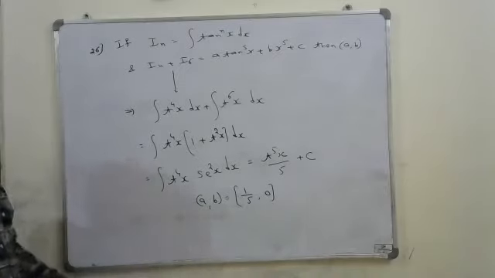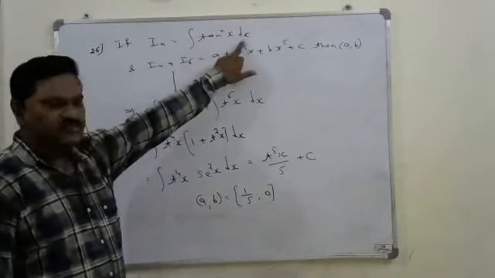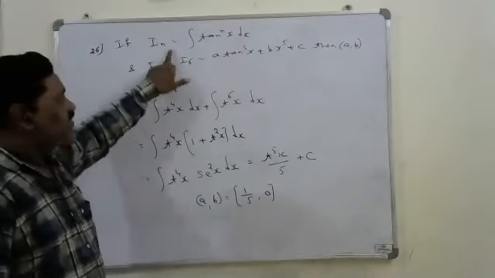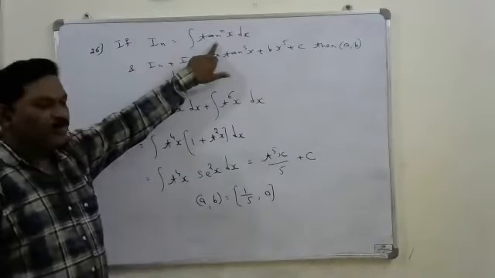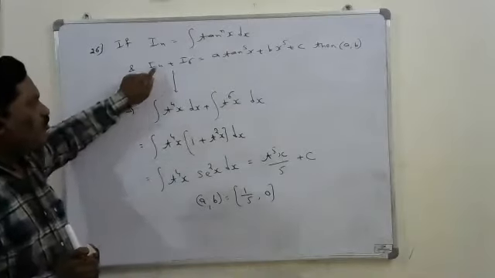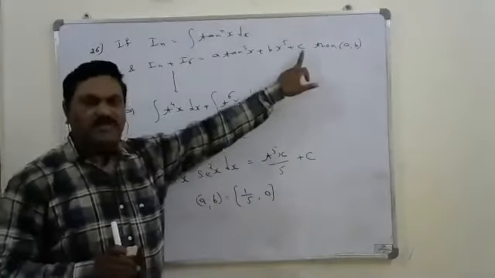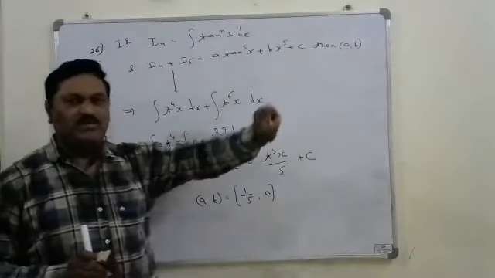Just look at this once again. This is a simple question. It is not difficult at all. Where In is given as integral tan power nx dx. In means if there is an n in the suffix, the power of the tan also must be n. And I4 plus I6 is given as a tan power 5x plus b x power 5 plus c. Then what is the value of a comma b?